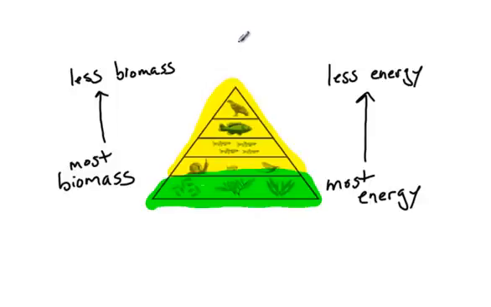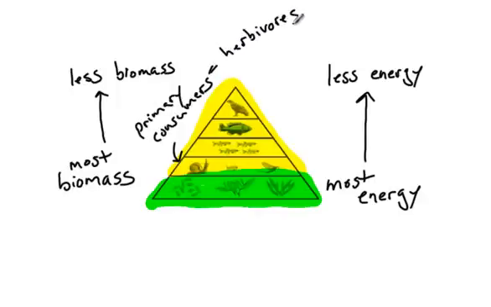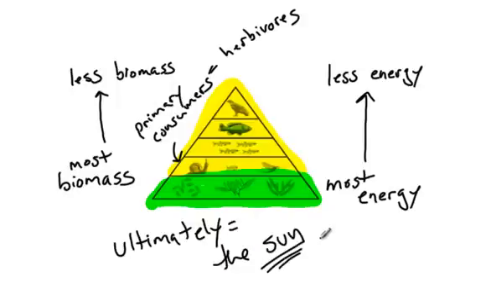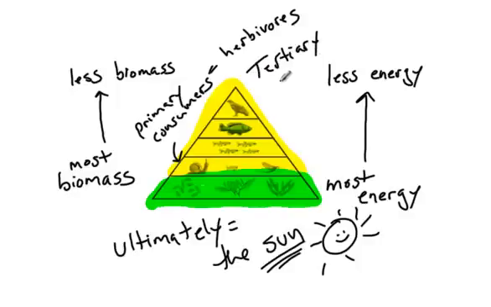We might ask you, where are the primary consumers? Primary consumers are the ones that eat only autotrophs. So these are the primary consumers. We might also call them herbivores. We may ask you where all of the energy comes from in the food pyramid. Ultimately, where does all the energy come from? Energy comes from the sun. We may ask you where the tertiary consumers are. Tertiary consumers are the apex predators. They're the ones at the top of the food chain that nothing else eats.